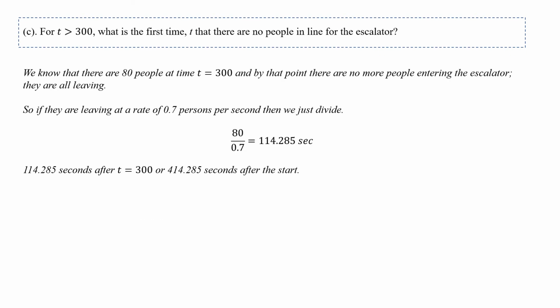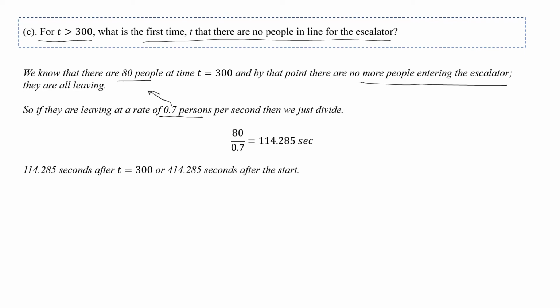All right, part C. What about for t greater than 300? So what about after our interval? What is the first time that there are no people in the line? We know that there are 80 people left at time 300. That's from the previous question. We just need to find how many people are leaving. Keep in mind, there are no more people entering because our function from before has stopped. Now there are only people leaving. So it's just a simple division.